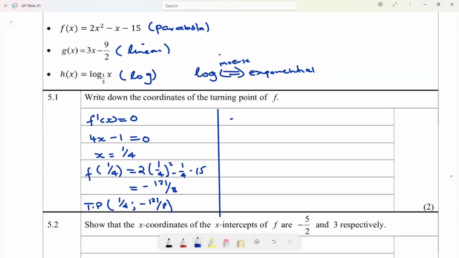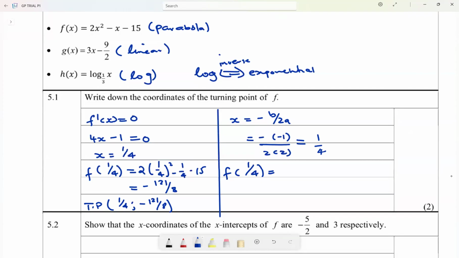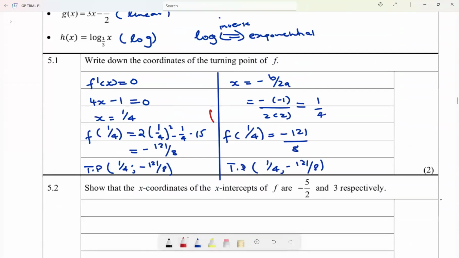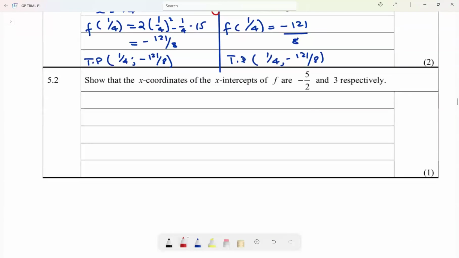Or someone might say, oh, now I like this way. Negative b divided by 2a. Negative b is negative of negative 1, divided by 2a, which is 2. And then this gives us 1 over 4. And then the procedure becomes the same. Here, you substitute back. So it's going to give you negative 121 divided by 8. And then the coordinates are the same for my turning point. Okay. Beautiful stuff. This is an or. Whichever method that you prefer.